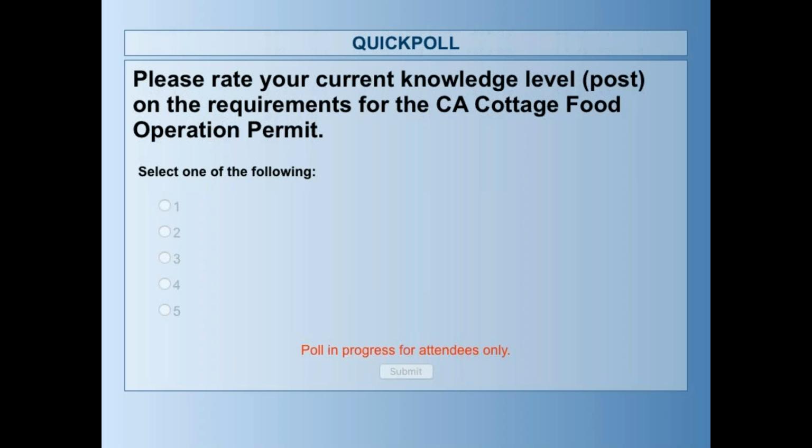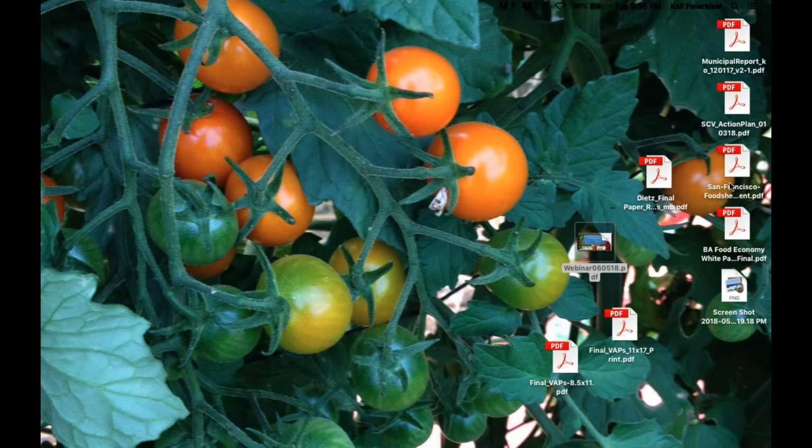Now, after walking through this flowchart and talking about this for the last hour, if you could rate your current knowledge level about the cottage food regulations permit, or the CFO permit, how do you feel about your knowledge about it now? All right, thanks a lot for your participation.